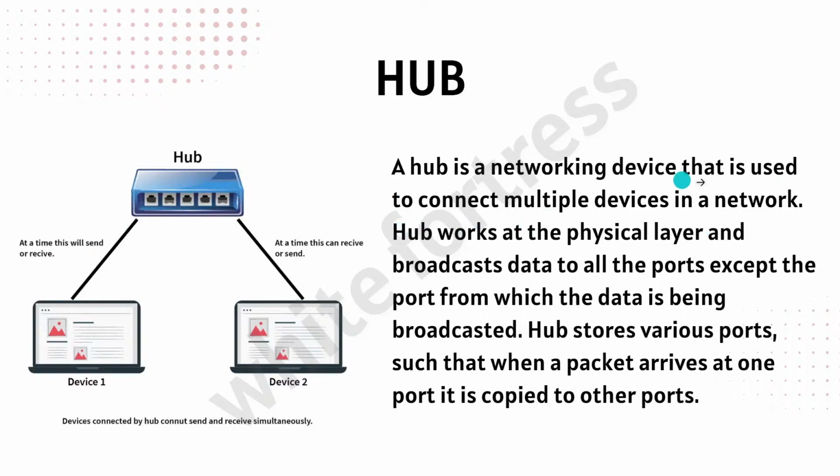So, this is what the first line describes. A hub works at the physical layer and broadcasts data to all the ports except the port from which the data is being broadcasted. So a hub works at the physical layer of the OSI model, which is layer 1 of the OSI model. We will discuss the OSI model in the upcoming classes.